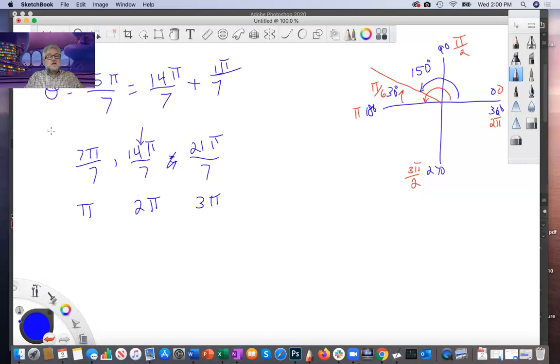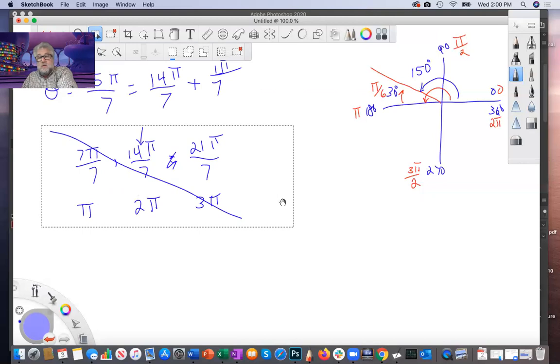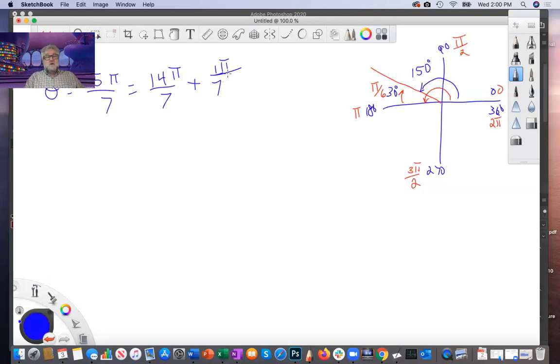Okay. So 1 pi over 7. So 14 pi over 7, that's 2 pi plus 1 pi over 7. So 2 pi would be all the way around. So it's all the way around, 2 pi, and then 1 pi over 7. And that's a tiny thing. That's less than pi over 2. So it's somewhere in here, right? This would be pi over 7.